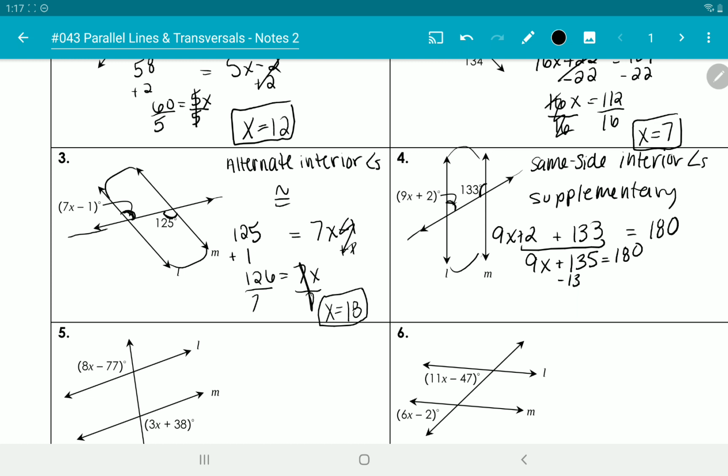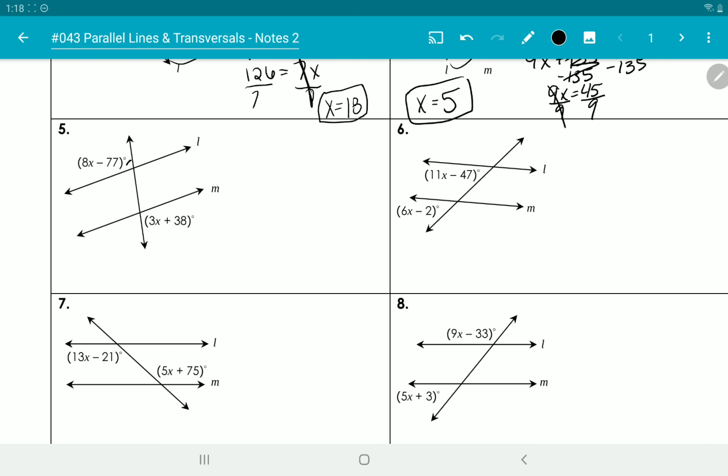We'll subtract that 135, giving us that 9x is equal to 45. Okay, because those canceled out. But then we need to divide by 9 in order to get what x is equal to. And that's going to give us that x is equal to 5. So if you take 45 divided by 9, you're going to get 5. So again, determine the angle relationship, whether they're supplementary or congruent. Fill in the blanks and solve.